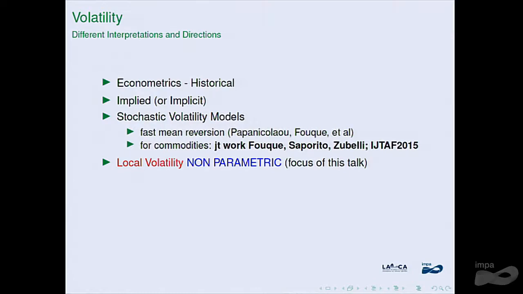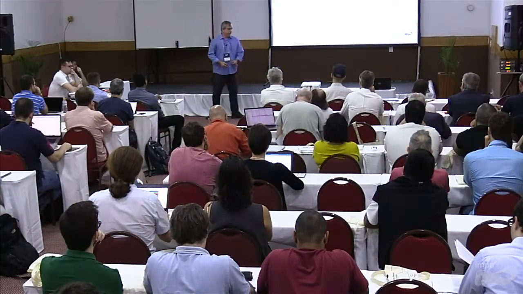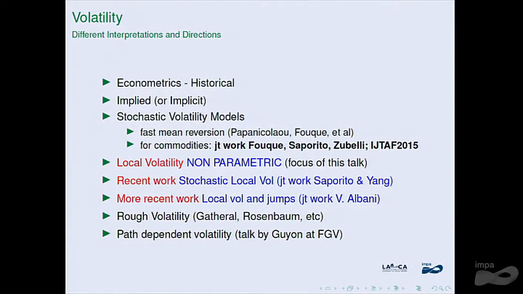One can also go into the non-parametric models. What I mean by non-parametric is, in the sense of statistics, that you are going to look for a function of the different variables of the model, and that would be a way of giving you a description of the volatility. There are different directions that I have had the pleasure to work on with a number of people. In particular, with Yuri and Shu Yang, we looked at stochastic volatility models. More recently, with my former student Vinicius Albani, I have looked at local volatility.